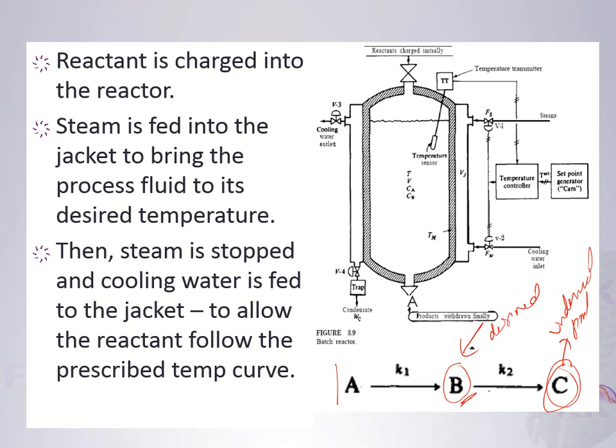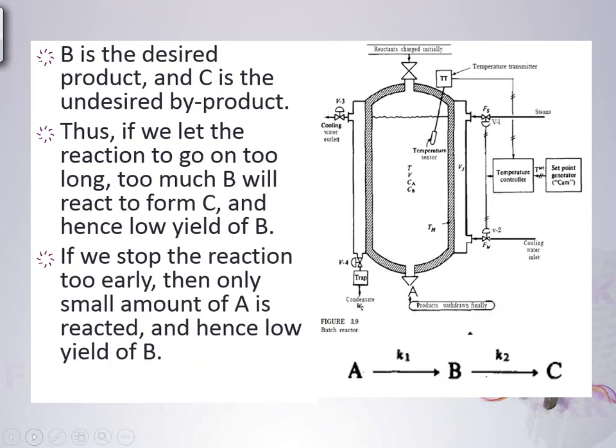And A going to B is following the K1 specific reaction rate, and from B to C following K2 specific reaction rate. Okay, next. C is the undesired byproduct. Okay, and these are all the explanation I have actually explained to you just now.